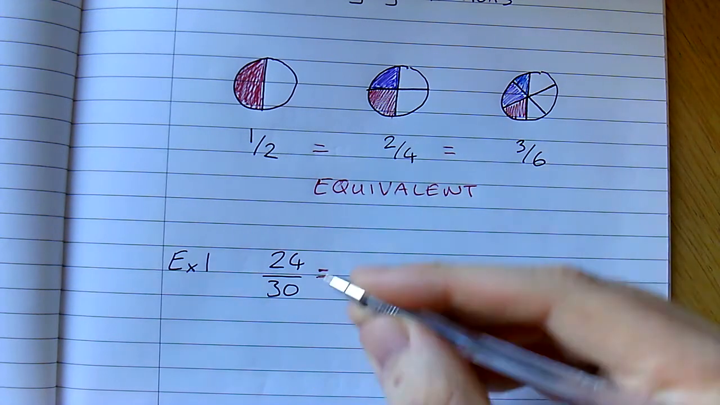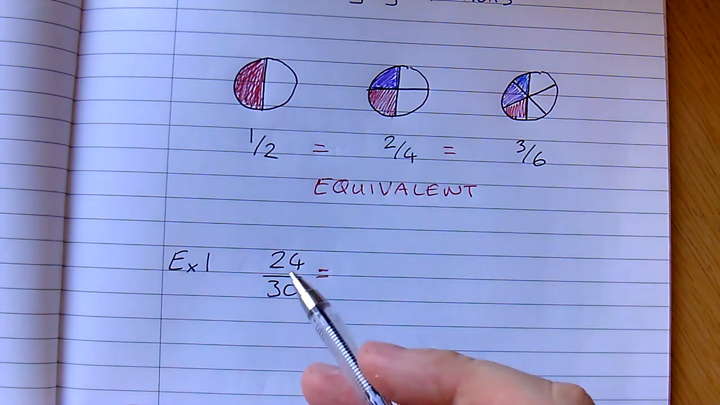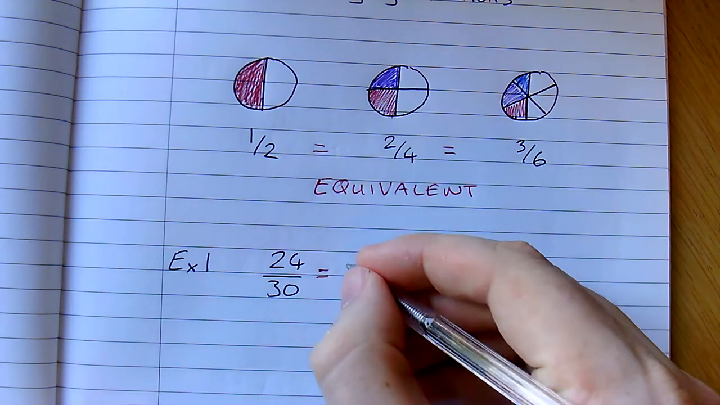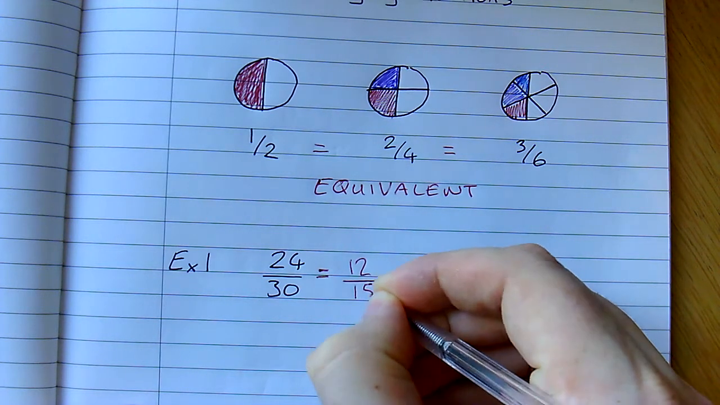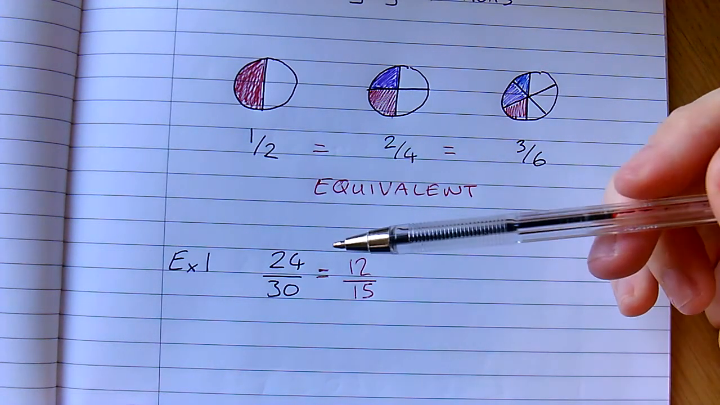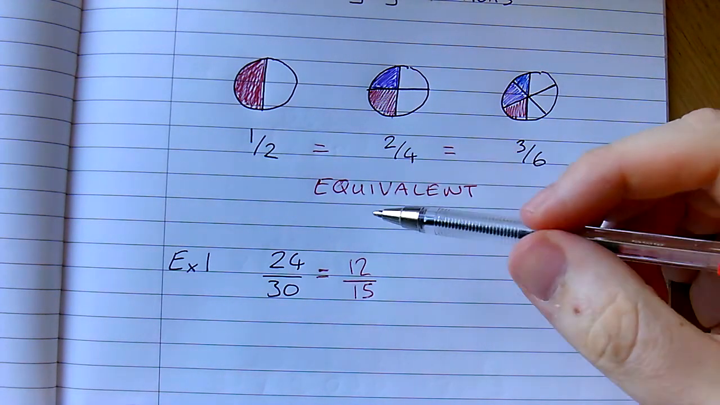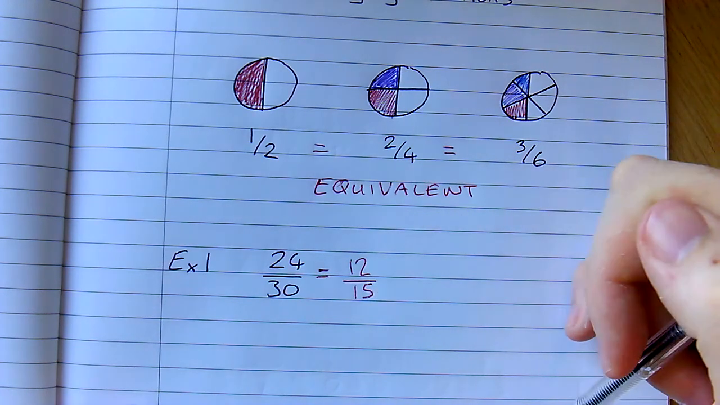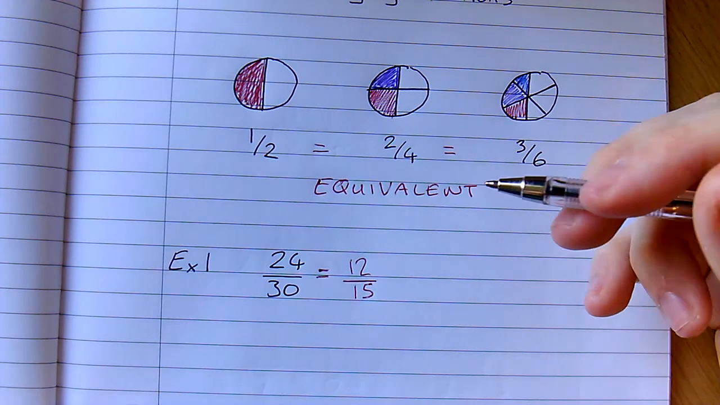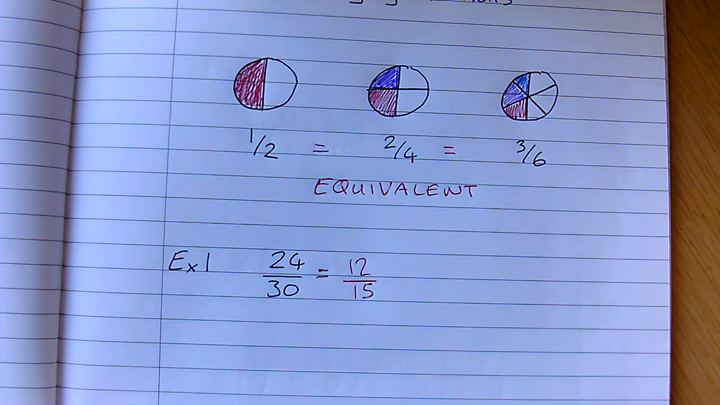So for here, my first step, well, why don't I just divide the top and the bottom by 2. Top would become 12, bottom would become 15. Now at this point, I can't divide by 2 again, because if I divide 15 by 2, I get a decimal number, which I can't have. So some people go, oh, I'm done. I can't divide it by 2 anymore, I'm done.